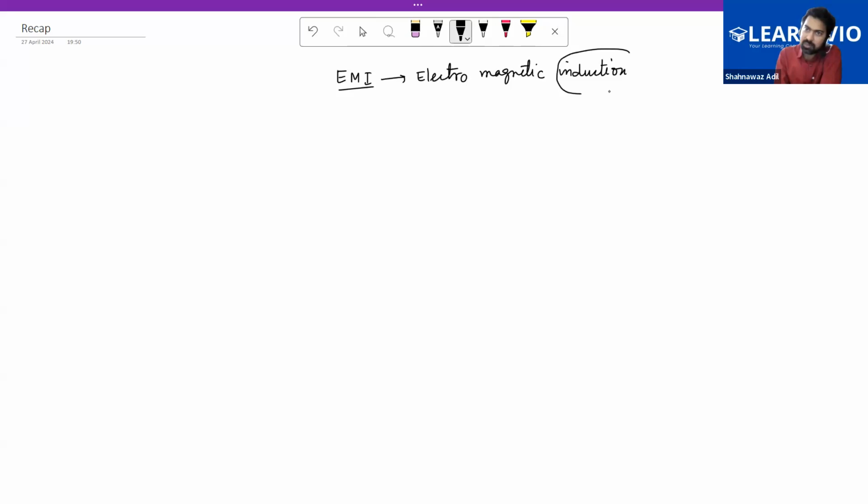Induction means that we are inducing the electric current, and we are inducing it by means of changing the magnetic flux. This is what we are doing. We are inducing the current, generating the EMF by virtue of the change in magnetic flux. That is why this is called EMF, right?